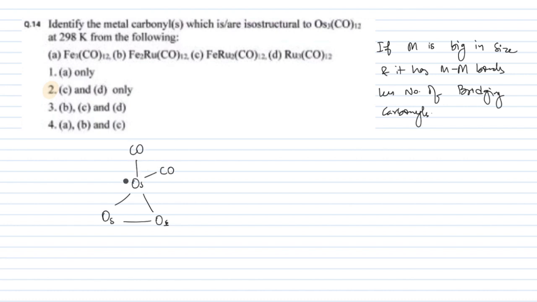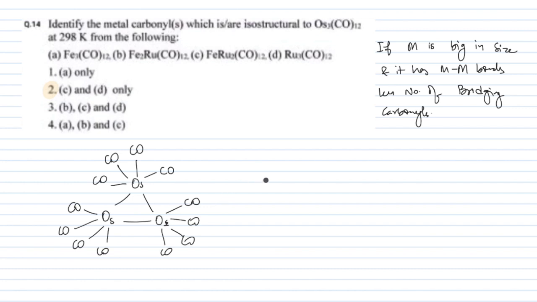So this is how your 12 carbonyls will be attached. So 4 to each of these osmiums, okay, 4 carbonyls to each osmium. So this is the structure, and they are asking with which of them it is isostructural.